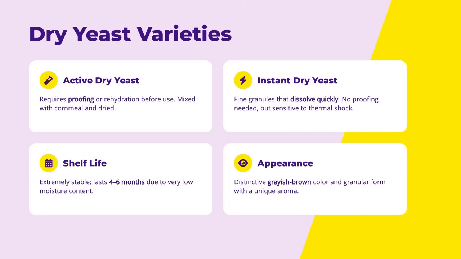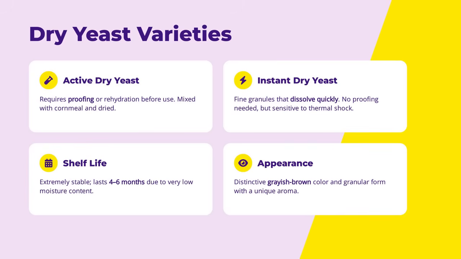The second type is instant dry yeast. Instant dry yeast consists of fine granules that dissolve rapidly in the dough. Unlike active dry yeast, it does not require proofing and can be mixed directly with flour. However, it is sensitive to sudden temperature changes, so it should be handled carefully.